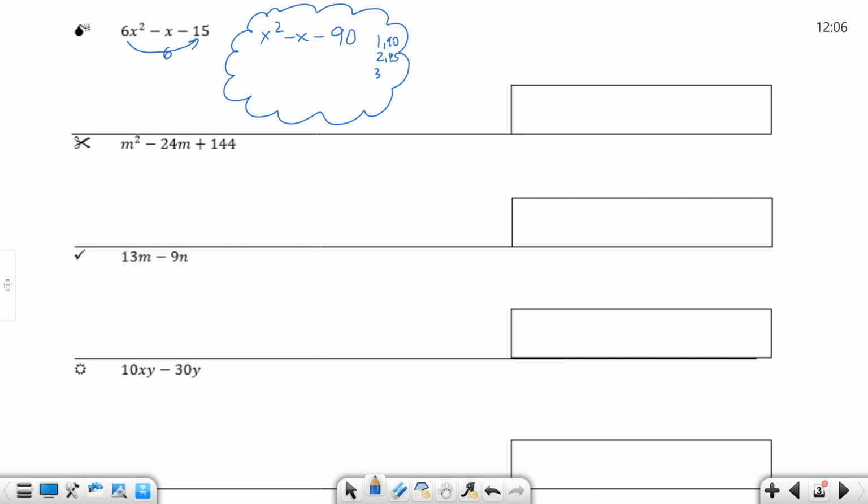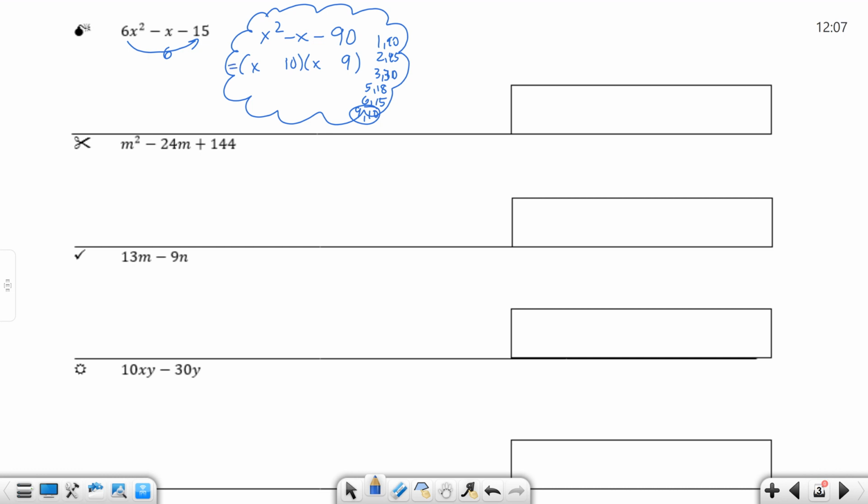2 and 45, there may be too many lists inside here. 3 and 30, that should be. 4 won't go into it. 5 and 18, 6 and 15 is how we found it. 7, 8, 9, and 10. So do any of those subtract to give me 1 here? 10 and 9, right? So let's come over here with x and 10 and x and 9.